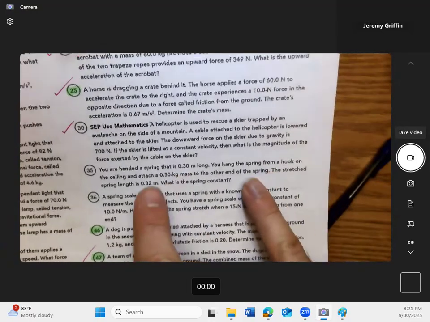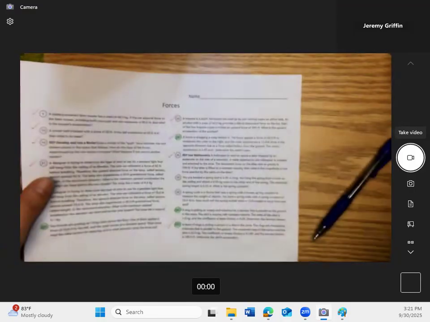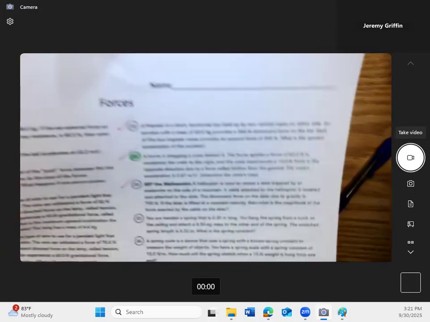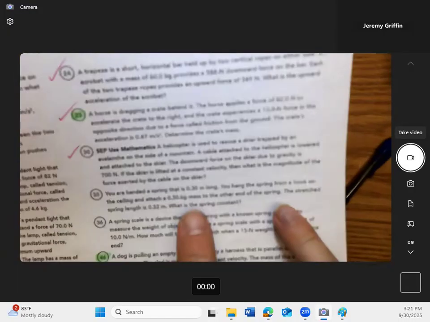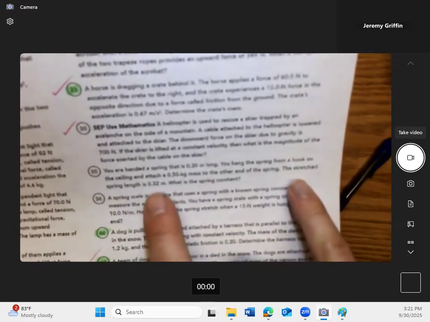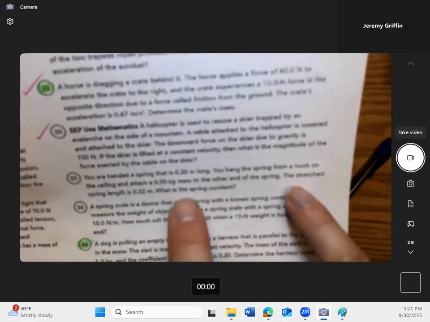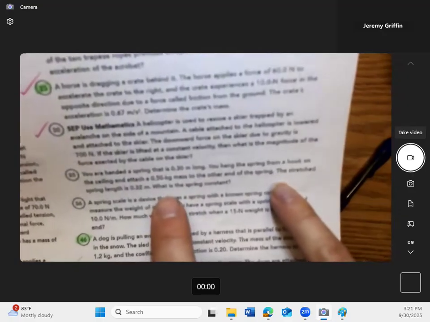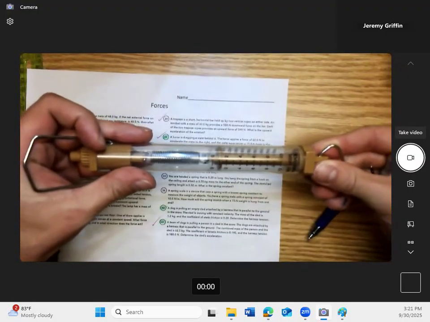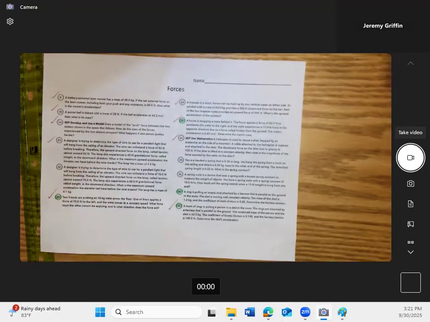You hang the spring from a hook on the ceiling and attach a 0.5 kilogram mass, which is this one right here. So you hang this from a spring, and the spring is stretched 0.32 meters. What's the spring constant? Now, I'll give you guys an activity later this week that's pretty similar to this. I'm gonna have you figure out the spring constant in every one of these springs right here. So you pull some force and stretch it so far. How stiff the spring is is another way to say that.